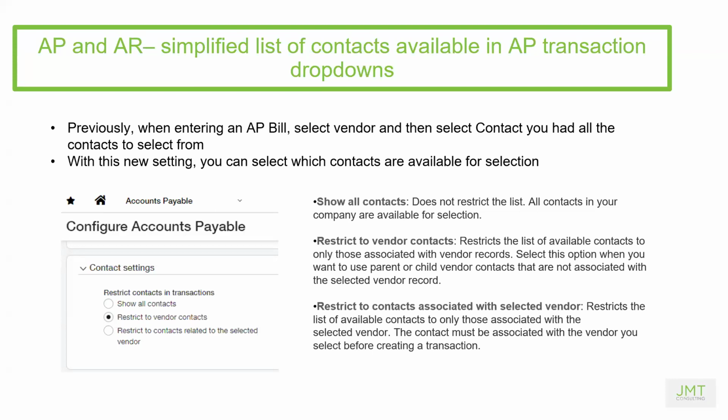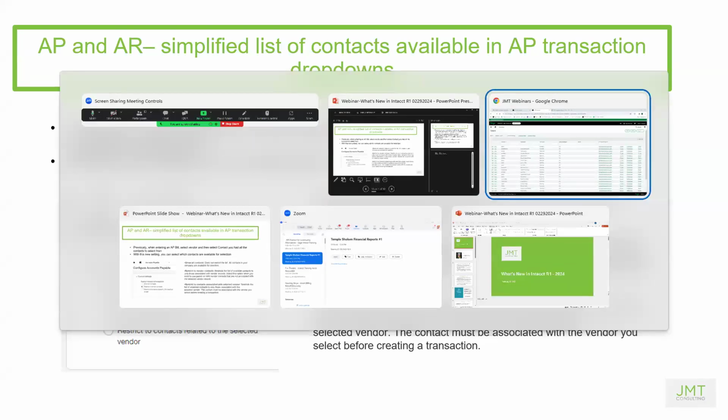So the difference between all three of those is, show all contacts will give you everything, any contact record, whether it's part of a customer or vendor or employee or whatever. You have to weed through all of them. If you restrict it to vendor contacts, then it'll only show you the contact records associated with any vendor record. But the third one is if you restrict the contacts related to the selected vendor, you're only going to see the contacts that are on that vendor record. So this one I definitely want to show you because it can come in handy a lot.